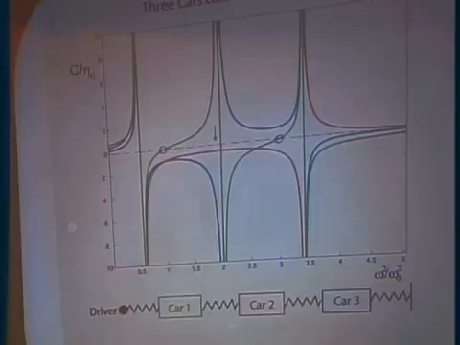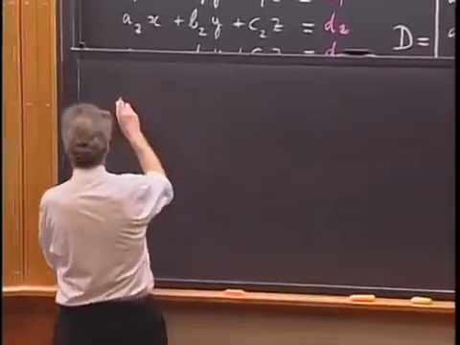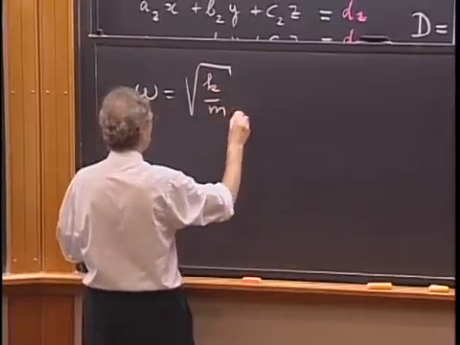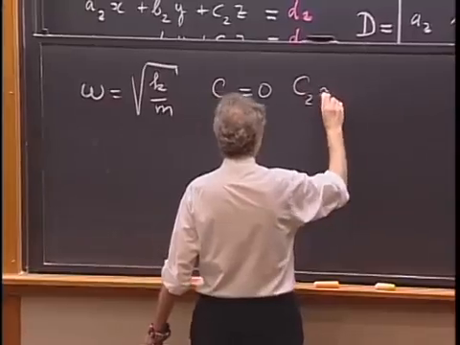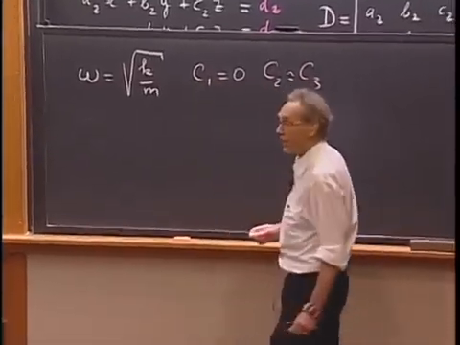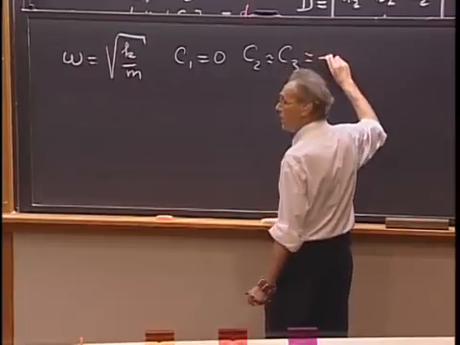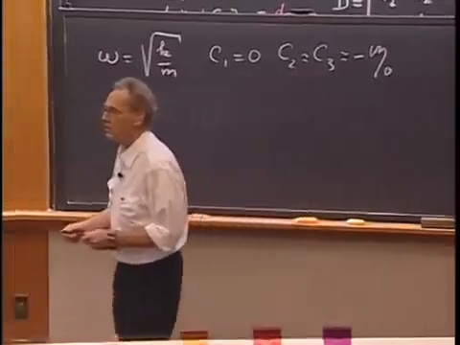So let me write that on the blackboard. That's a quite bizarre situation. So at that one frequency, so omega equals the square root of k over m, I get C1 equals 0, and my C2 is about C3, maybe even exactly C3. I never checked that, and that is roughly minus eta 0. You can just see that there.